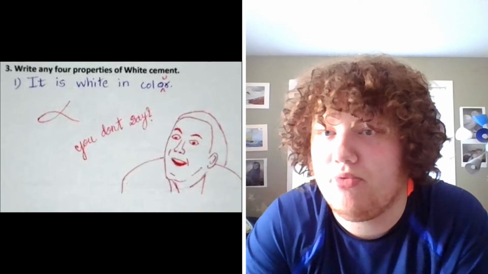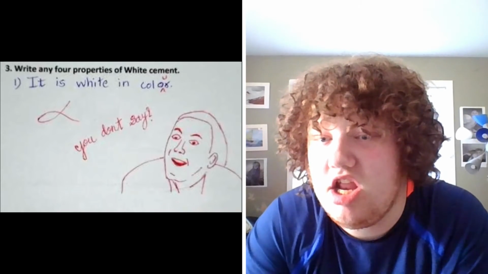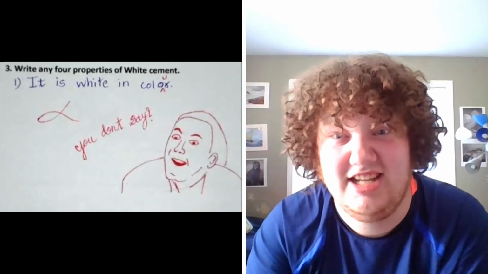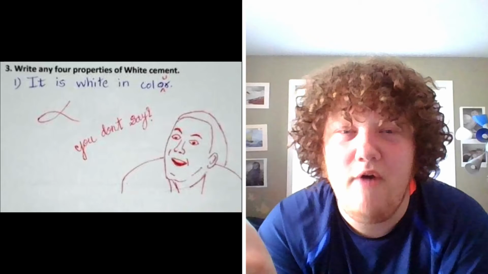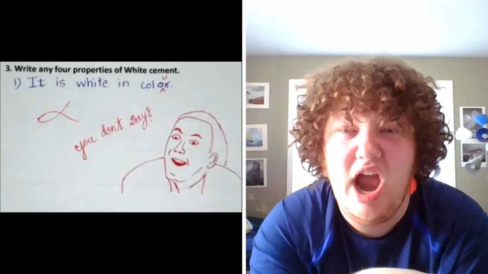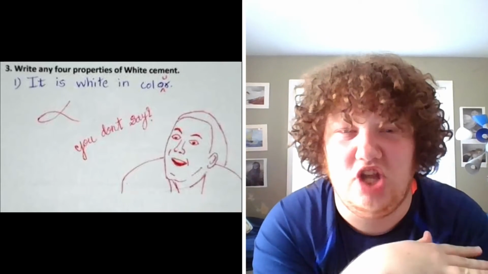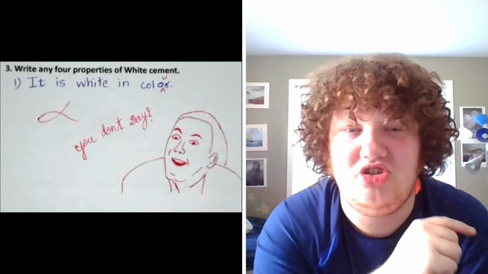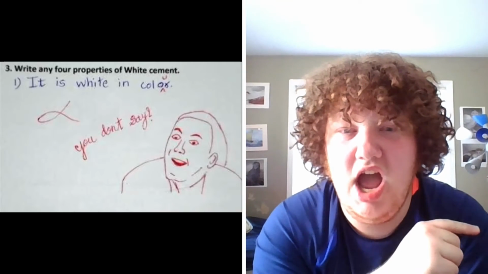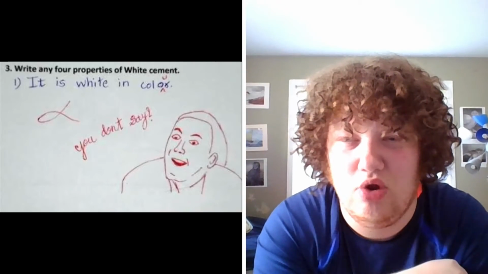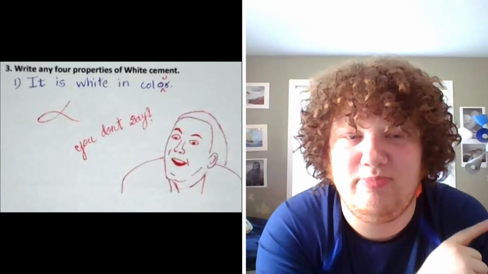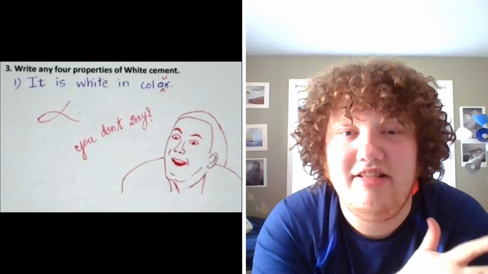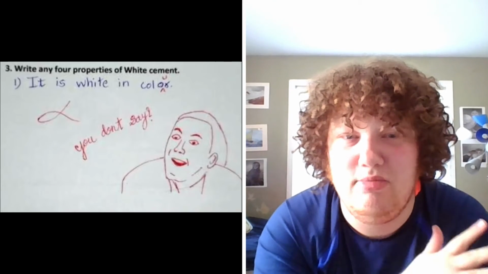Write any 4 properties of white cement. It is white in color. The teacher wrote, you don't say! Well, duh, obviously that's one of the properties. White cement is white. Why else would it be called white cement? And this kid only wrote down 1 property. You're supposed to write 4. And kudos to this teacher for knowing pop culture and getting the meme. And the drawing looks pretty accurate, and I'm impressed. I actually have a shirt with this particular meme on it, but I haven't worn it in a few years. Probably doesn't fit me anymore. Hey, I like this meme. It states out something that's extremely obvious.